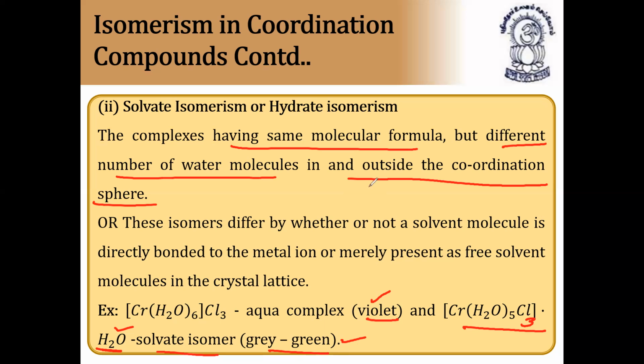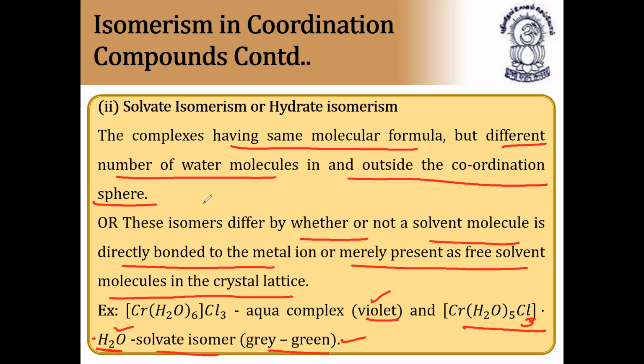Only the same molecular formula is very important. Here I have written the 3. So it is [Cr(H2O)5Cl]Cl2, the coordination entity in square brackets, and outside we have 1 water molecule. So this is called solvate isomerism or hydrate isomerism. This type of isomerism arises due to the arrangement of solvent molecules. These isomers differ by whether or not a solvent molecule is directly bonded to the metal ion or merely present as free solvent molecules in the crystal lattice. So this is called solvate isomerism or hydrate isomerism. Both are the same. I hope it's clear. Next, continuation.